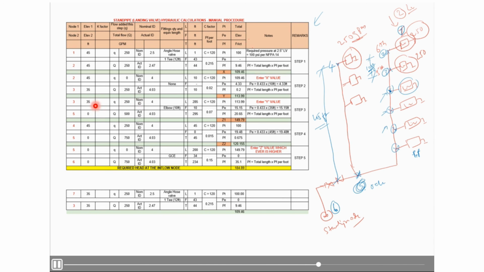Here the elevation for 3 will be 35, for 5 we consider 0 elevation, and for 5 to 6 we are also considering 0 elevation only, so I mentioned that. So here we have 250 GPM. How did I consider this 250? Because at the third node also we need to have 250 GPM, so that's why I am considering 250 GPM. At 5 it will be a combination of the above Q plus small q. So 250 plus 250, I am going to get 500 GPM. Here also the pipe size will be the same, 4-inch.